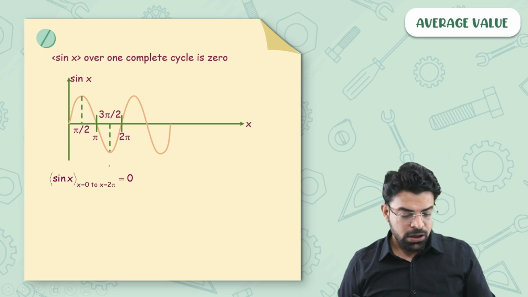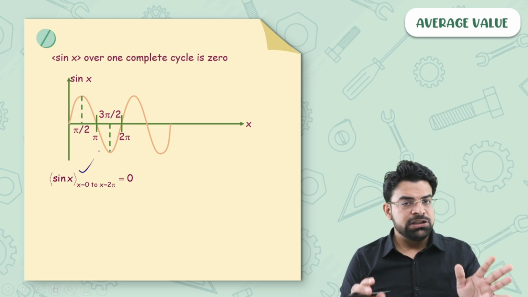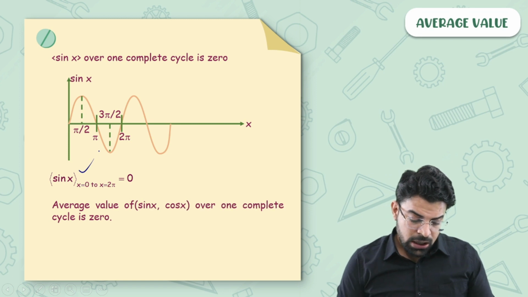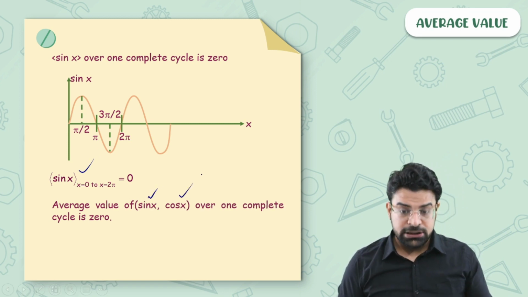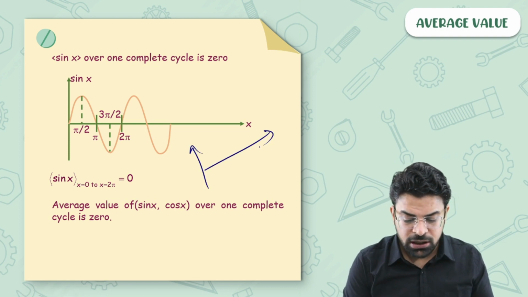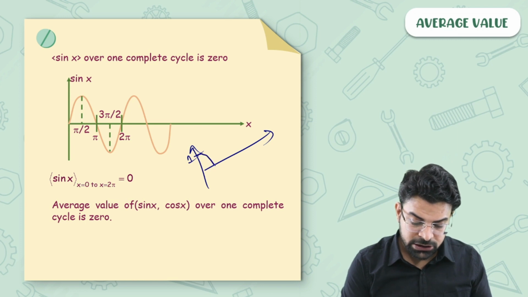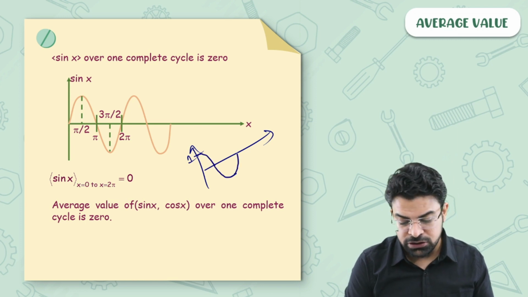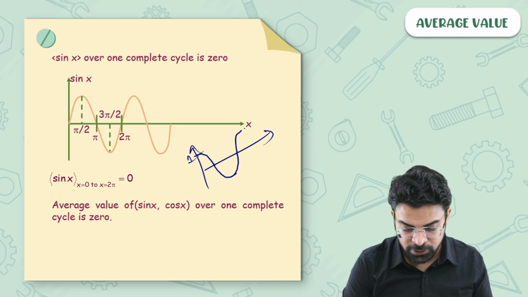Okay. So the average value of sin x over one complete cycle comes out to be 0. The average value of both sin x and cos x over one complete cycle is 0. You need to remember this. Why? If we draw the graph of cos x, cos 0 is 1, then cos 90 is 0, cos 180 is minus 1, cos 270 again 0, and cos 360 comes out to be 1.